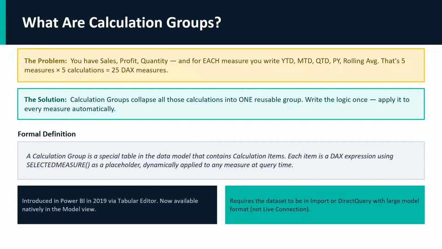Each item uses a special DAX function. What is that special DAX function? SELECTEDMEASURE. This SELECTEDMEASURE is used as a stand-in for any active measure you have selected. Are you following me, everybody?